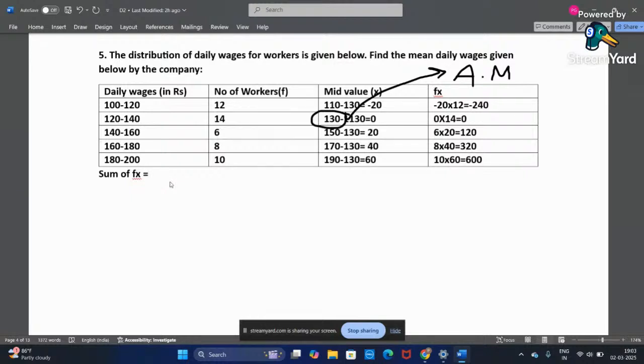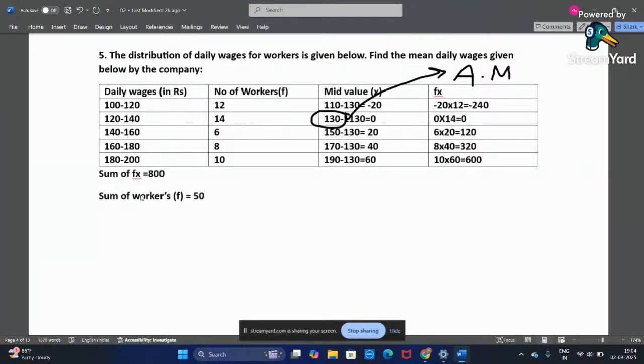What is the sum of all these numbers? The sum of all these we are getting 800. Okay. Tell me the total number of workers working here, the sum of workers, or f. How much is it? Is it 50?